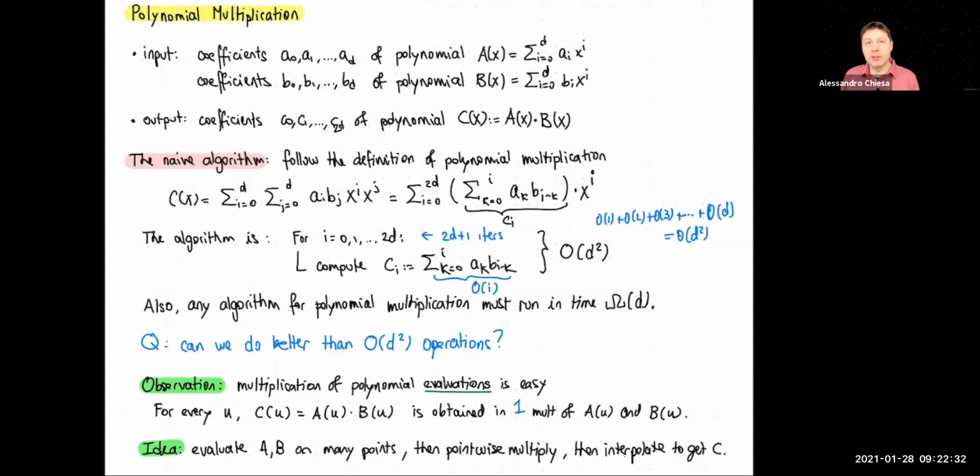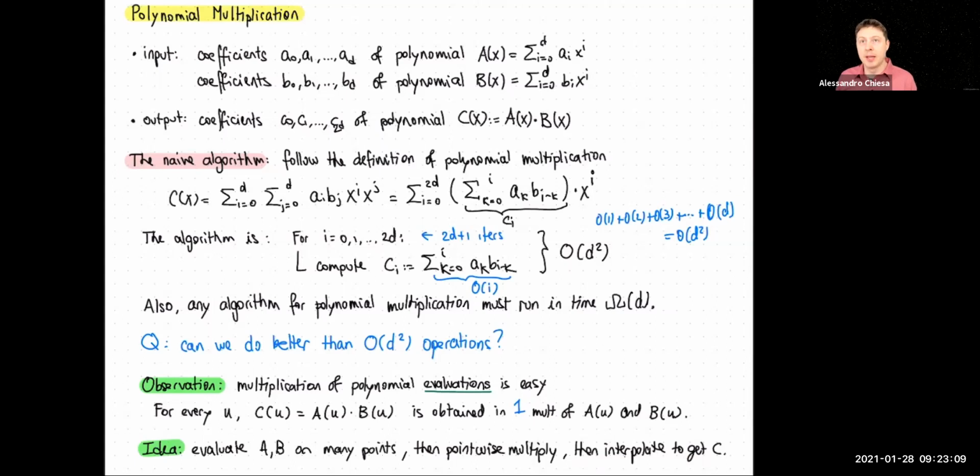More generally, if I'm given many evaluations of a and many evaluations of b, I can, in linear time, derive many evaluations of c, simply by doing point-wise multiplication. So this suggests an approach. What if we start from the coefficients of a and b, we evaluate them on many points, so we get many evaluations of a and b, then we point-wise multiply, which is easy, okay? And then once we have enough points to determine what c is, we interpolate c back.